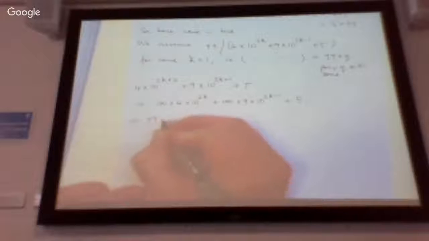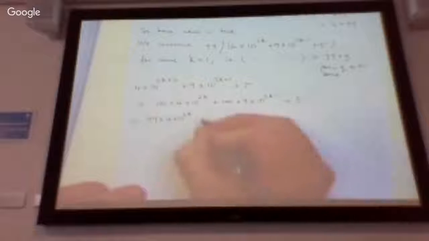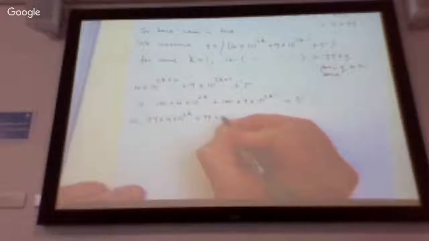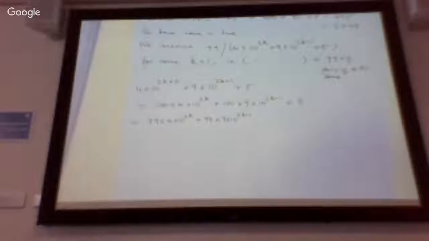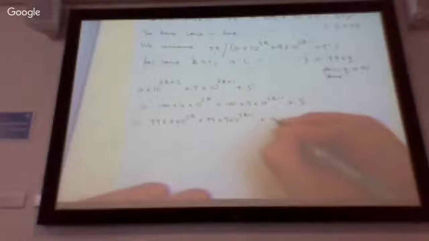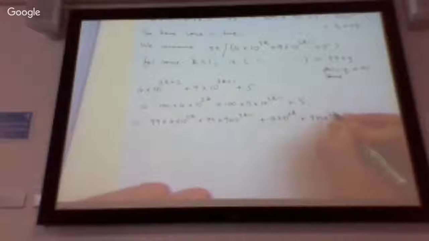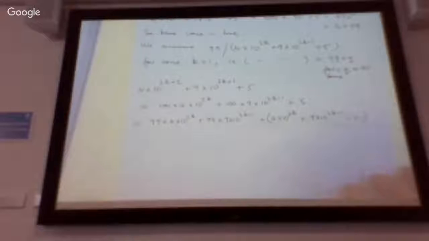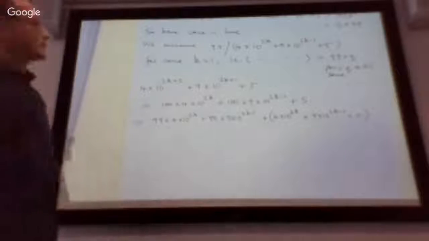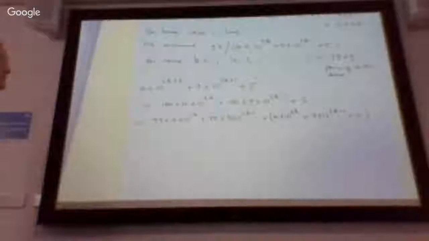So the extra baggage that's hanging around there can be expressed as, well, I've got 99 times 4 times 10 to the 2k, and a 99 times 9 times 10 to the 2k minus 1. So haul that baggage to the front. Then what's left behind is plus 4 by 10 to the 2k, plus a 9 times 10 to the 2k minus 1, and then my 5. And I'll bracket that quantity there. Okay, you see what we've done?